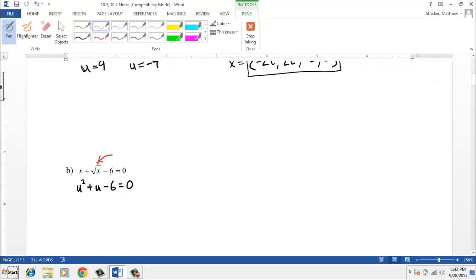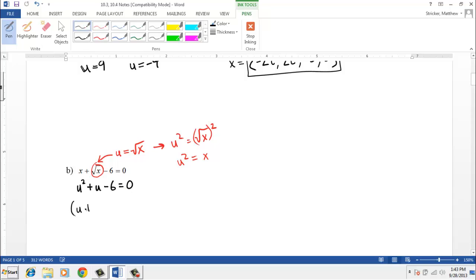Well, because we want this middle term to be u, we're going to let u equal square root x. And of course, if u equals square root x, then u squared equals the square root of x squared, which means u squared equals x. And that fits with our substitution as well, because right here our first term was x, which turns into u squared. The square root of x turns into u, and the minus 6 stays. And again, this is something that we can solve.